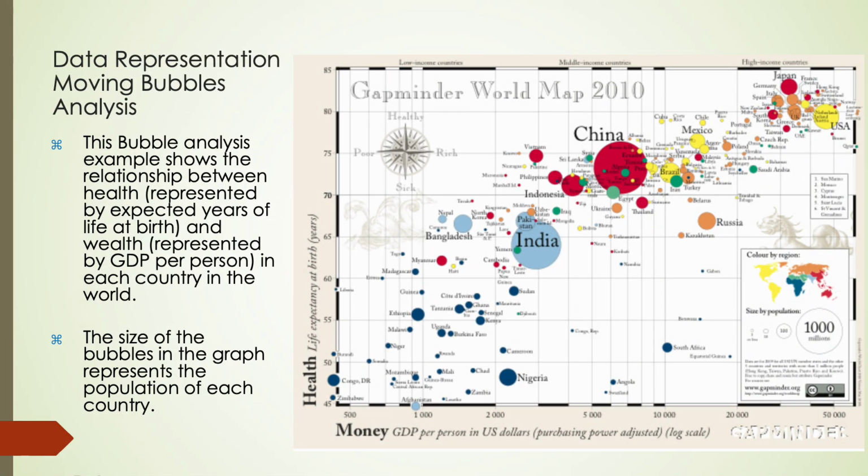This bubble analysis example shows the relationship between health represented by expected years of life at birth and wealth represented by GDP per person in each country in the world. The size of the bubbles in the graph represents the population of each country.